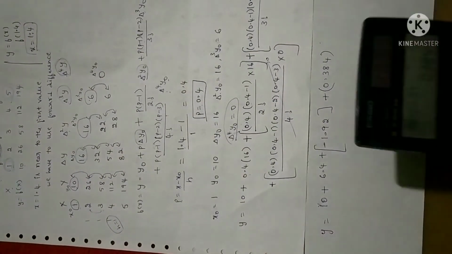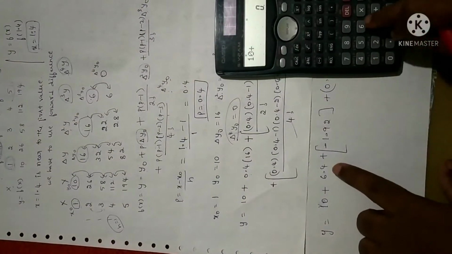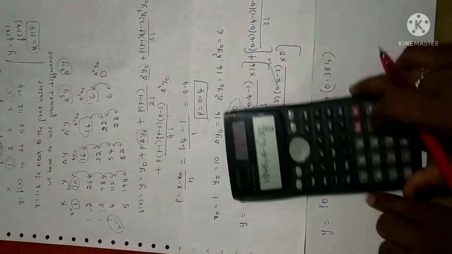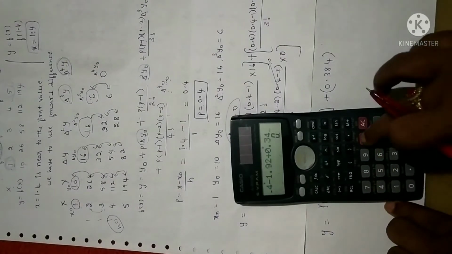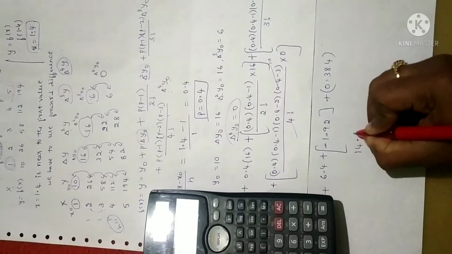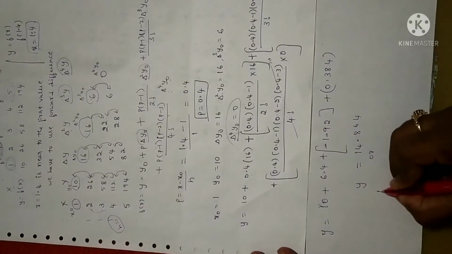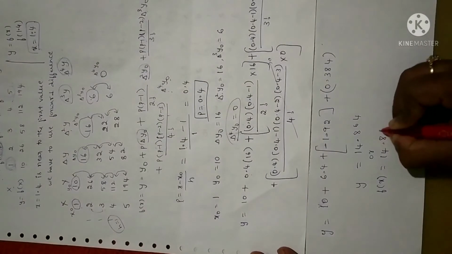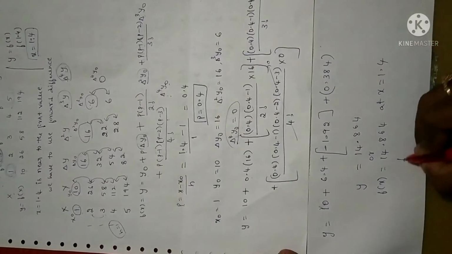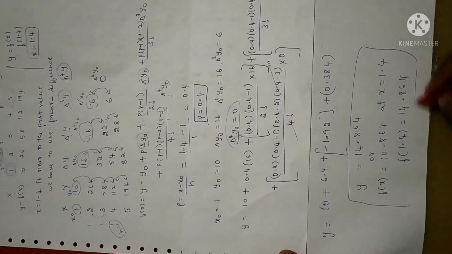Now we can simplify this. I'll just show you here. 10 plus 6.4 plus into minus is minus 1.92. Next, plus 0.384. So that will give you 14.864. That is the value of y, 14.864. Or we can write y is none other than f of x, right? So f of x is equal to 14.864 at x equal to, what is the value of x? 1.4. Or we can write f of 1.4 is equal to 14.864. So this is the required solution.